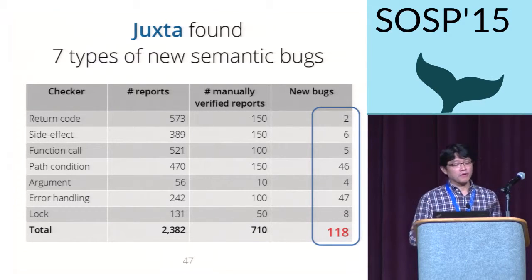As I said before, each of our checkers targets specific types of semantic bugs. And fortunately, all of our checkers succeeded in finding at least 2 or more semantic bugs. So Juxta can find various types of semantic bugs.